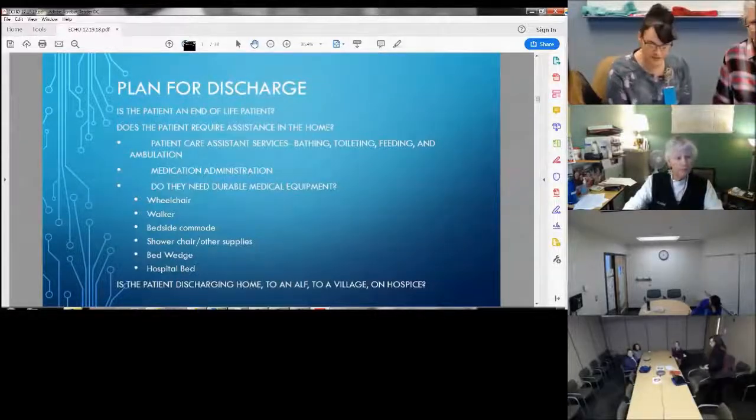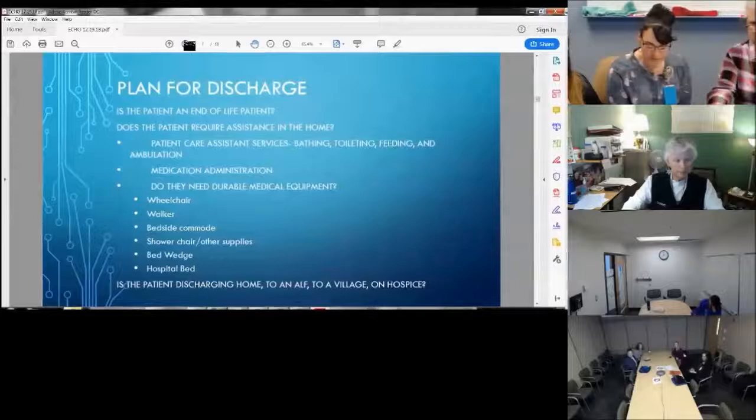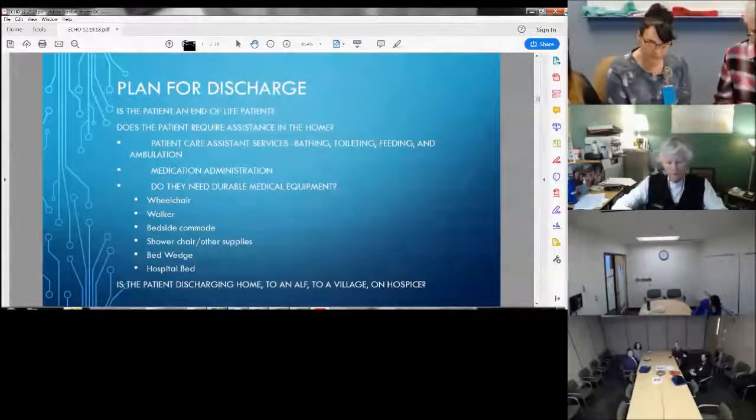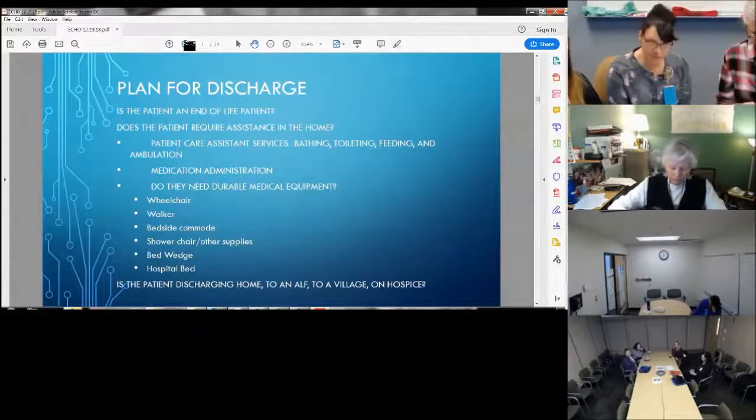What is the plan for discharge? Is the patient an end-of-life patient? Does the patient require assistance in the home? If so, does the patient require bathing, toileting, feeding, assistance with ambulation, medication administration? Do they need durable medical equipment? And is the patient discharging home here locally, to an assisted living home, to their home community, or perhaps even on hospice or home health services?